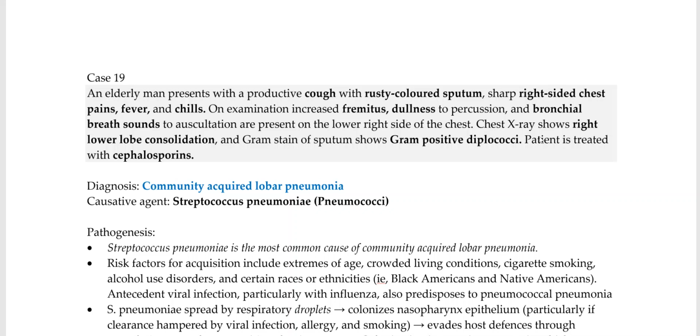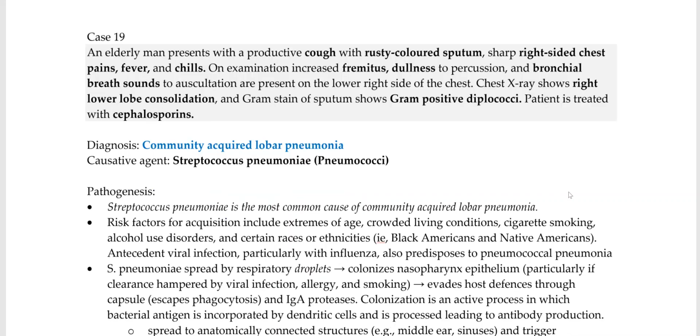So let us see its pathogenesis in detail. Streptococcus pneumoniae is the most common cause of community-acquired lobar pneumonia. The risk factors for acquisition include extremes of age, that means either too young or too old, crowded living condition, that means overcrowding, cigarette smoking, alcohol use disorder, and certain races or ethnicities like Black Americans and Native Americans, they are more susceptible. Antecedent viral infection, mainly influenza, also predisposes to pneumococcal pneumonia.